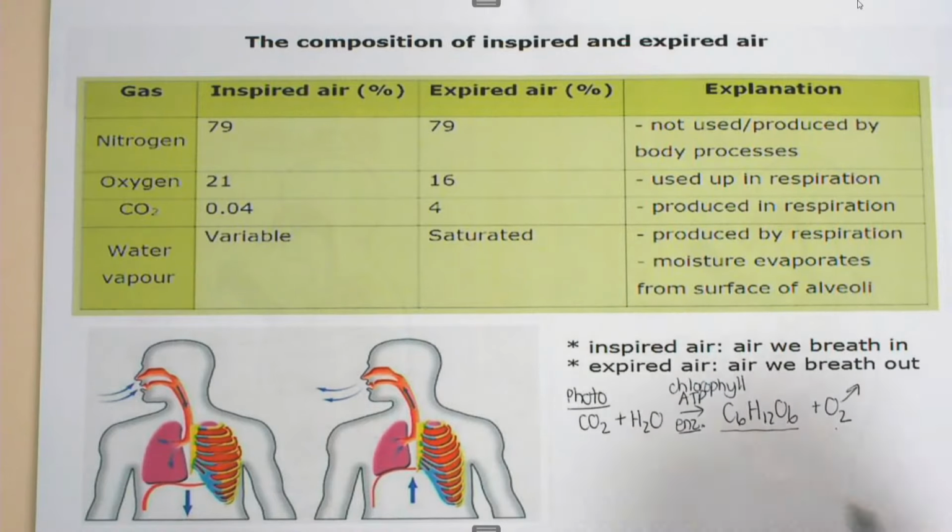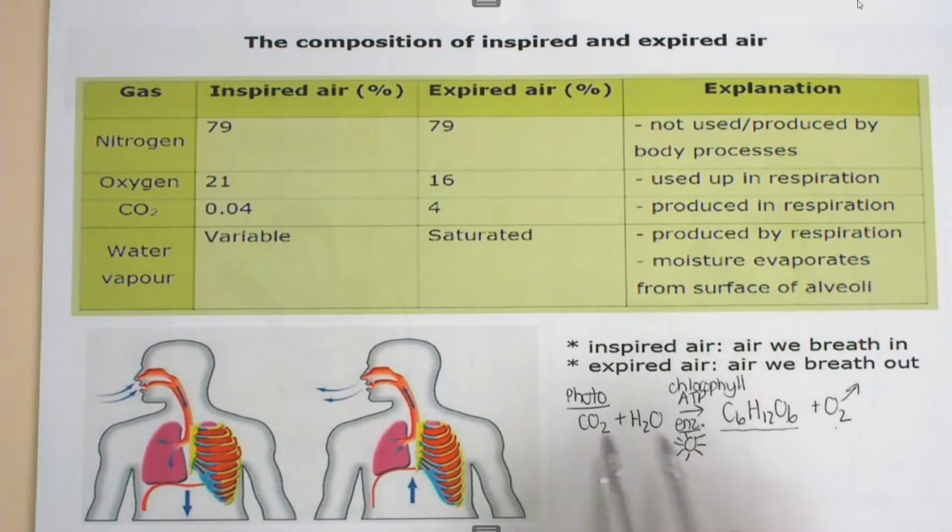I don't have a space there. And obviously that is sunlight. So those things are needed for this to happen. This is now happening in the plant. Now we eat the plant to get the sugar.